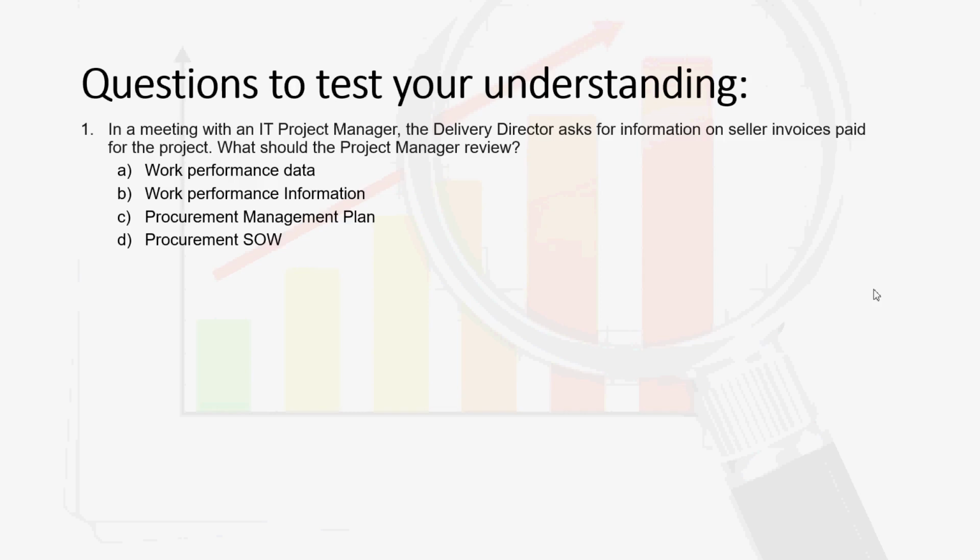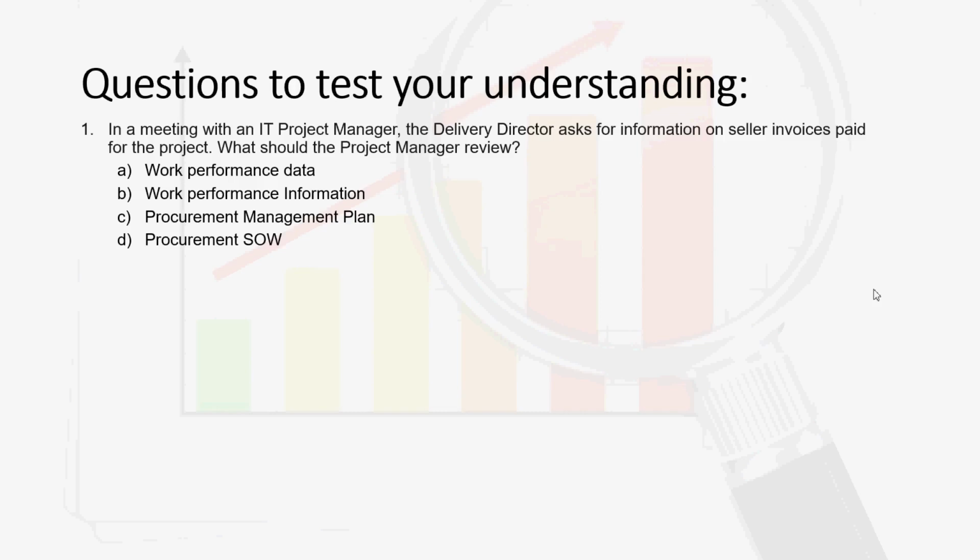Now, if we just go back to the understanding which we have in this lecture, what we understood is that any actual observations made during the execution phase of the project come into work performance data. And once this data is analyzed and contextualized, then it becomes work performance information.